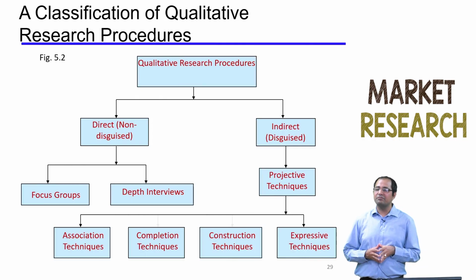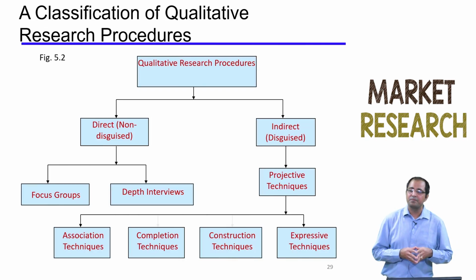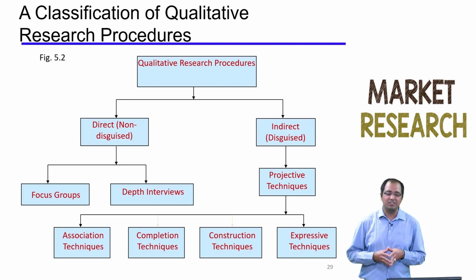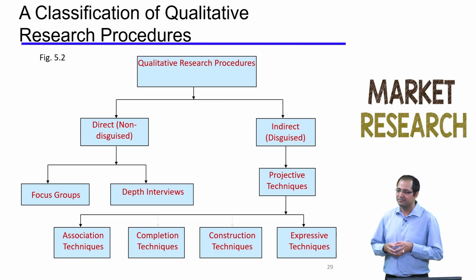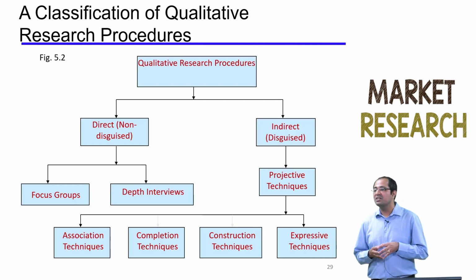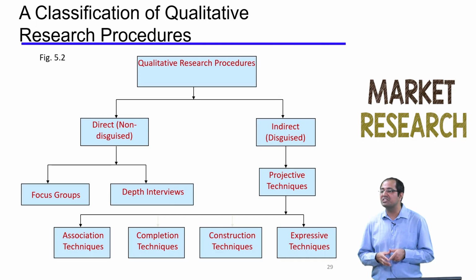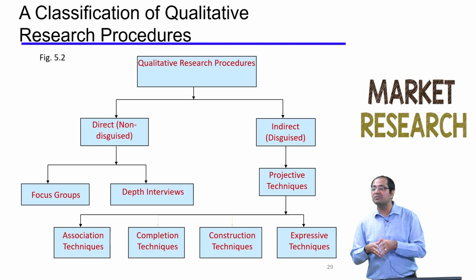So there are different forms of qualitative research procedures. So qualitative research, there are broadly 2 types. One is direct non-disguised research and indirect disguised. Direct non-disguised is when the research is conducted and the customers are told in the direct qualitative research about the purpose of the study. In disguised, we do not tell the customer the purpose of the study.